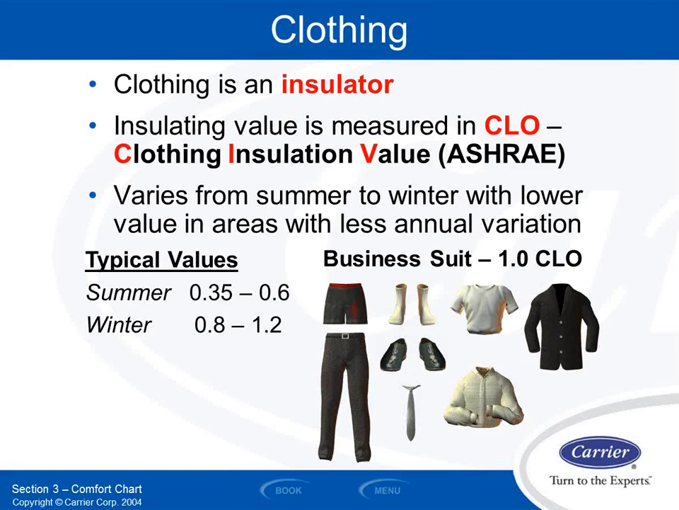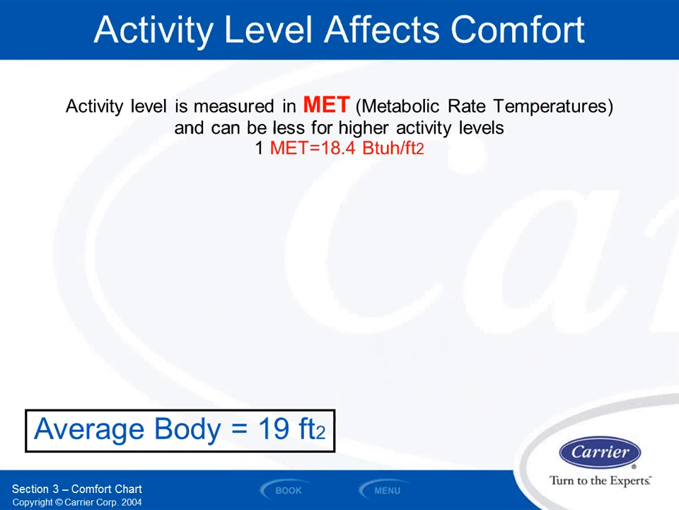If you were sitting here at your desk in khakis and a polo shirt, you're probably at a 0.6, 0.7, 0.75, something like that. So there's these charts that determine the clothing values and the insulation value. We don't spend a lot of time on it on the HVAC side because, like I said, we can't control what you wear.